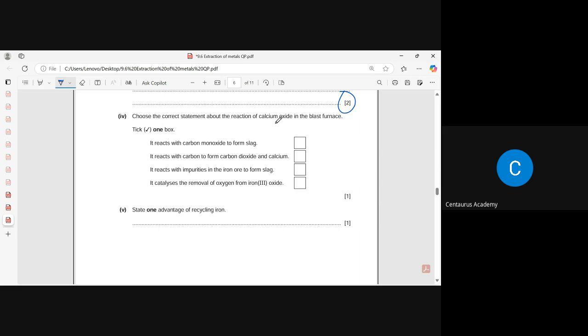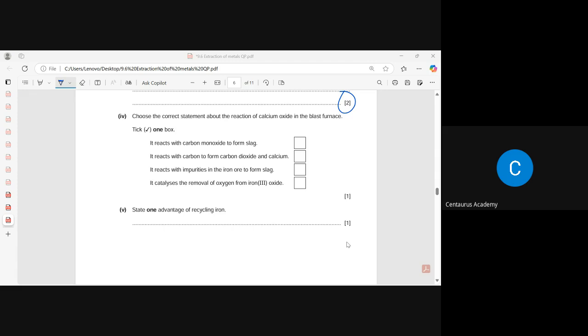Choose the correct statement about the reaction of calcium oxide in the blast furnace. Tick one box. Which one do you think is correct? The third one. It reacts with impurities in the iron ore to form slag. Yes, that's right.